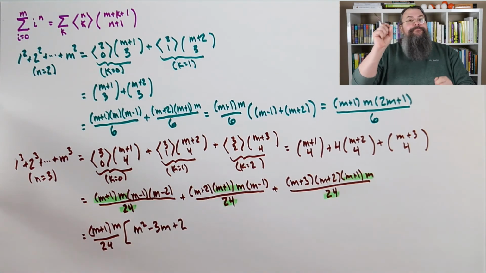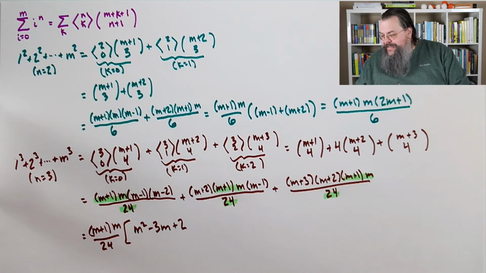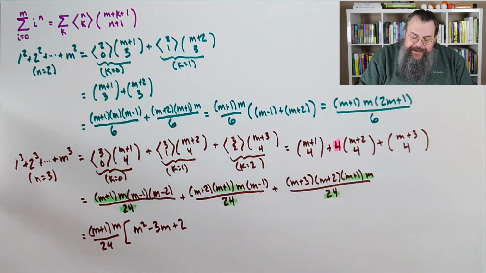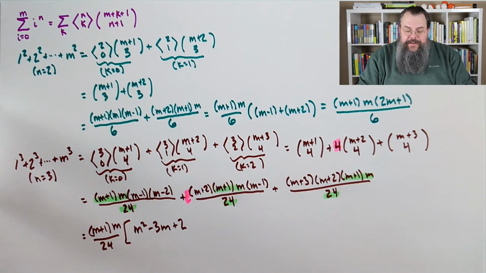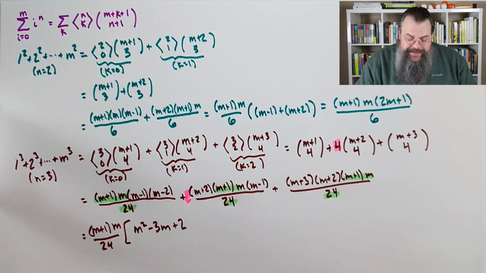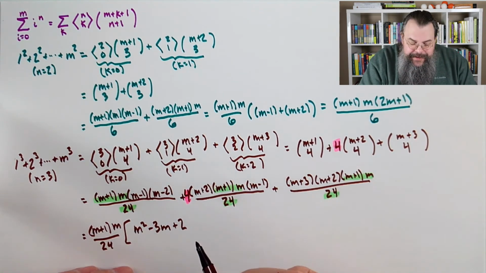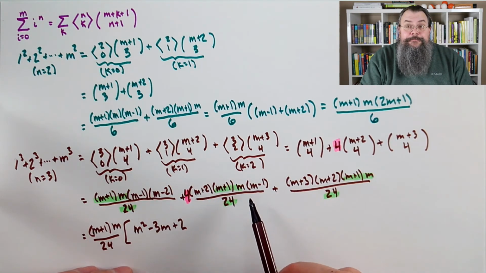Oh, what have I forgotten? Classic Steve. I forgot to mark down the 4! See, there's a 4 here. So we're going to pretend like I didn't forget that. Yeah, that's going to matter. So now there's a 4, an m plus 2, and an m minus 1.